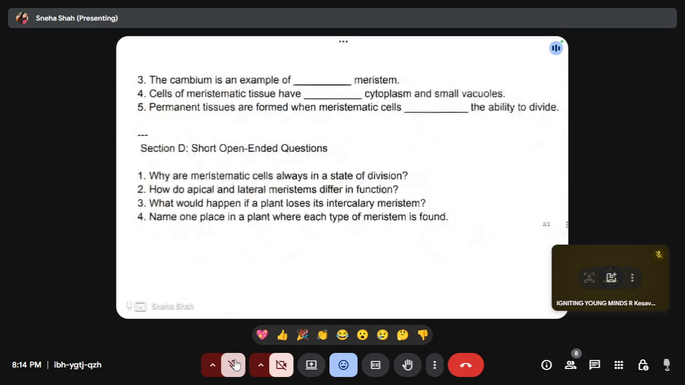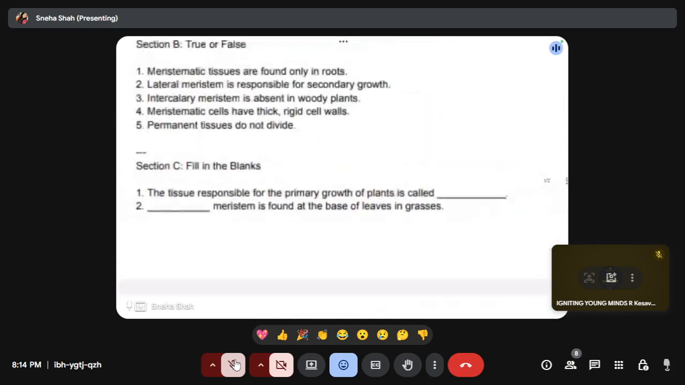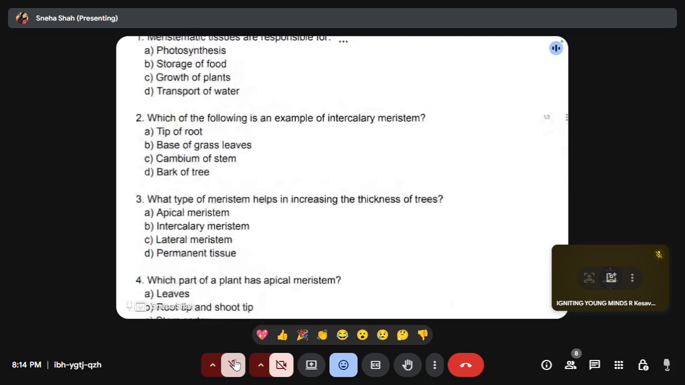The cambium is an example of dash meristem. Intercalary? Why such a confusion? We just discussed. Like I asked the question, what is cambium of stem? I said it is the side part, lateral part of the stem. So what will be the tissue present there? It would be lateral meristem.